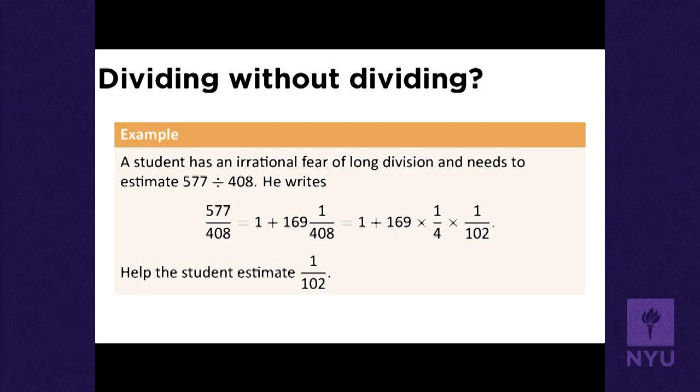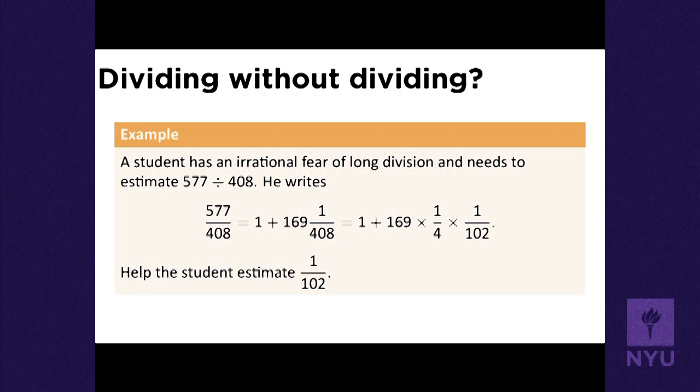Well, yeah, there is. As a matter of fact, you can rewrite this fraction as this mixed number, right? Because the numerator is greater than 408, so you break off the 408. What's left over is 169 divided by 408, and I can factor out a 4 from the denominator here. And what I notice is that if I can just approximate 1 over 102, I can find an approximate value for 1 over 102, multiply that by a fourth, that's 0.25, that's not too hard. Multiply that by 169, not afraid to multiply. Add 1, that should give me a good approximation of 577/408.